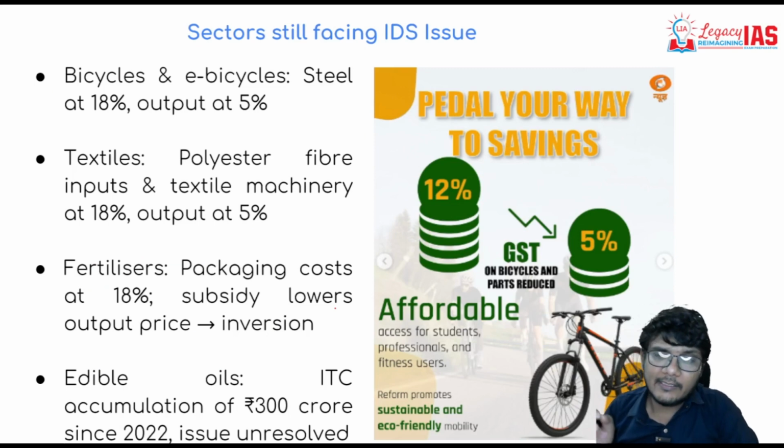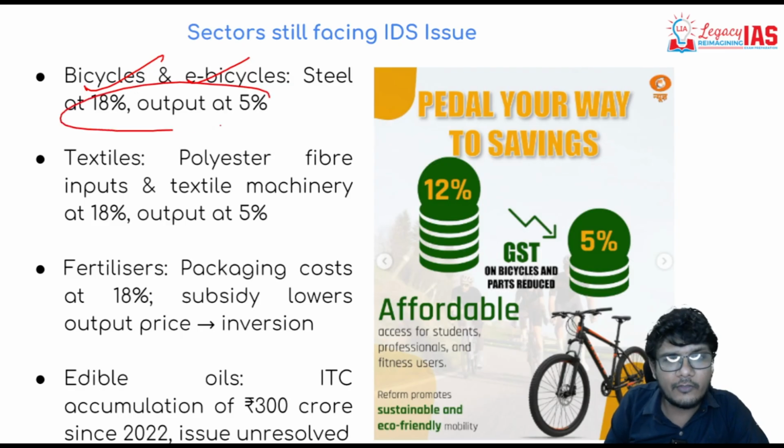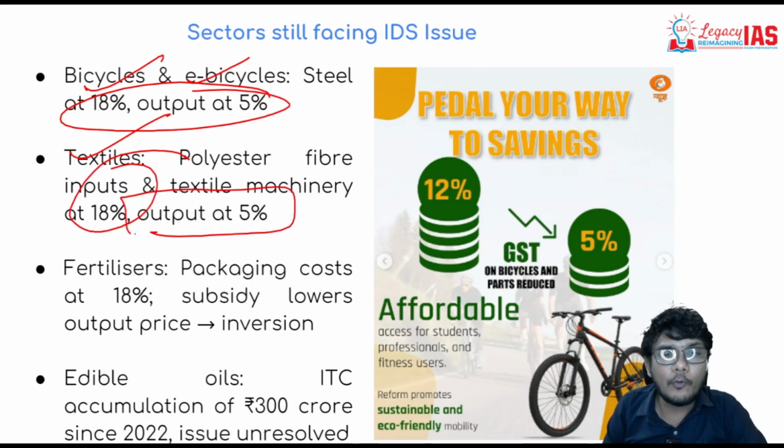However, there are still certain sectors, as we discussed, that are facing issues, especially with respect to the inverted duty structure. They are the bicycles, the e-bicycles, where the inverted duty structure exists. Even in textiles, the polyester fiber, etc., is taxed at 18%, but the output only at 5%. In fertilizer, also the packaging cost is at 18%.